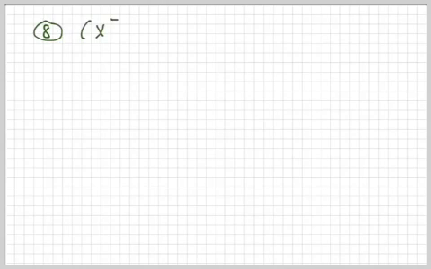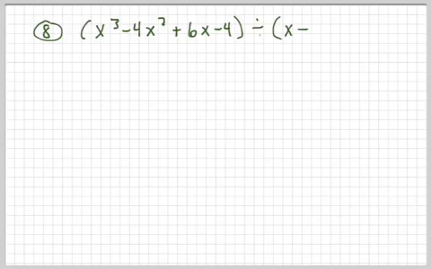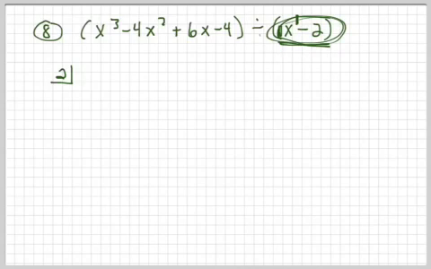Another division problem, x cubed minus 4x squared plus 6x minus 4 divided by x minus 2. This is just a linear binomial, and the coefficient of x is just a 1 out in front of it. Those are set up perfectly for synthetic division then. Remember, you use a positive 2 in the box. Always ask yourself what makes that 0, and positive 2 does.